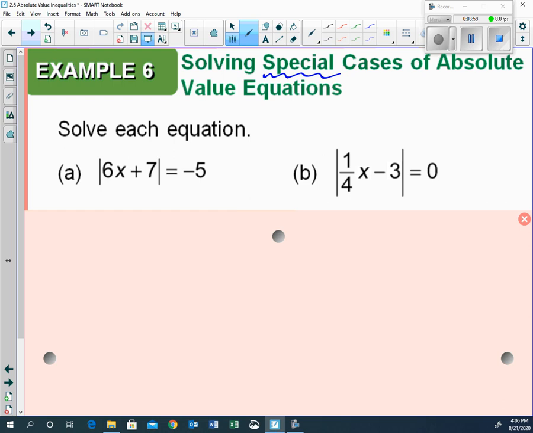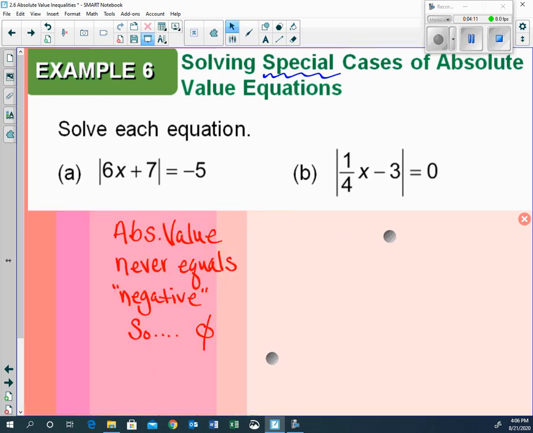All right, so now what we see here is that in part A, we've got the absolute value of 6x plus 7 is equal to negative 5. But remember, absolute value means distance from 0, and we never talk about a distance of a number from 0 being negative. Therefore, if we ever have absolute value equal to a negative number, we simply say no solution. Right? So it's really easy, very short work. Don't even have to write everything I did. You just have to catch it. So that's one of those special cases.